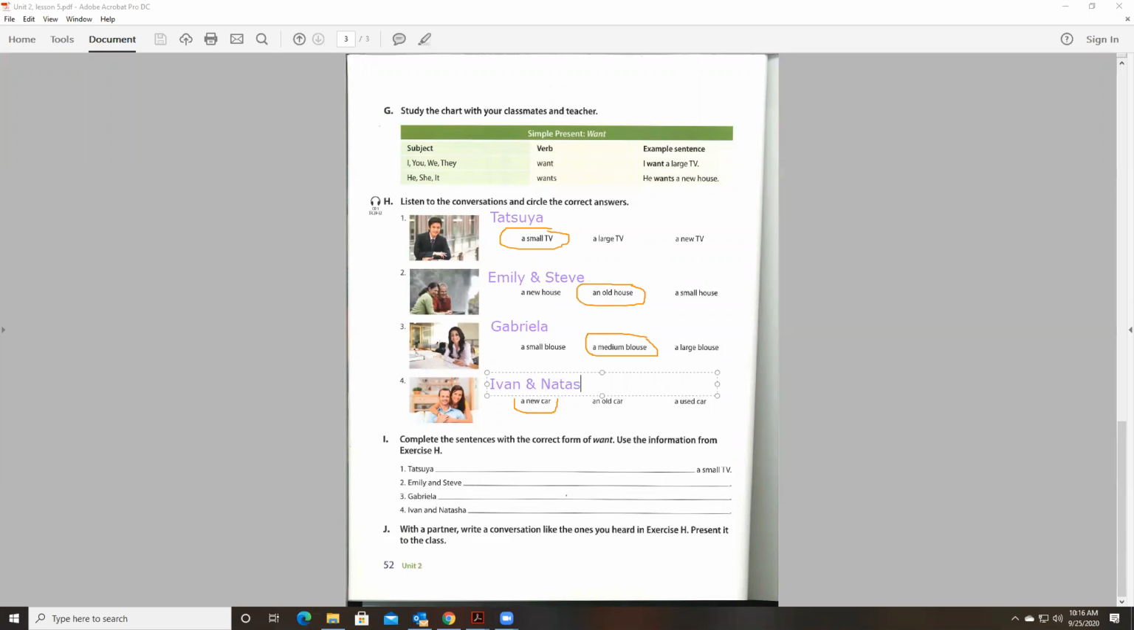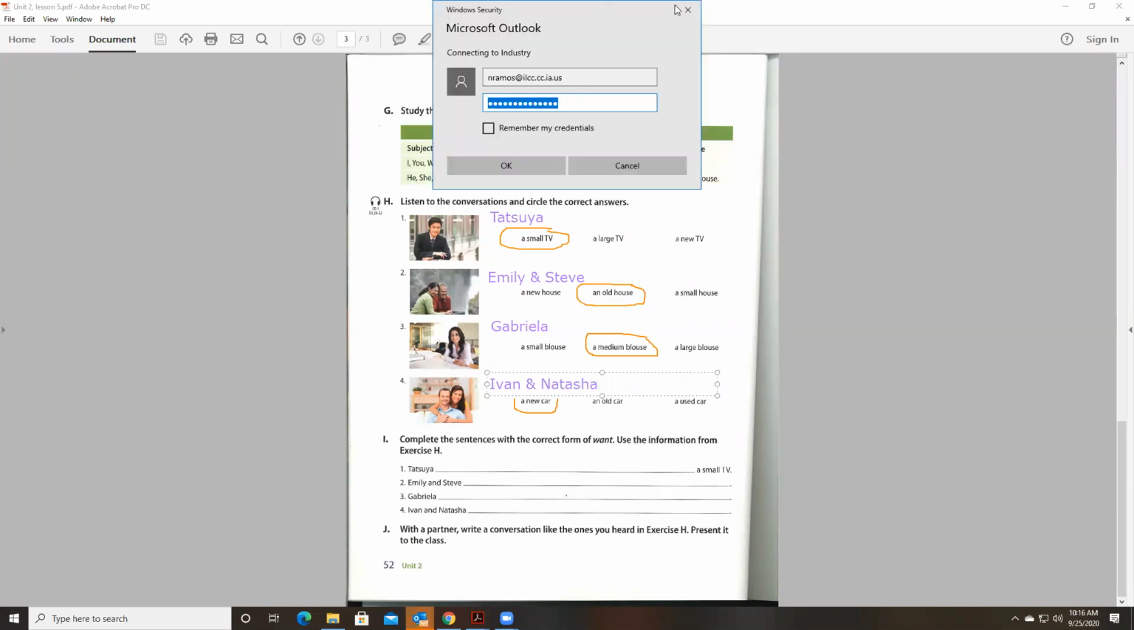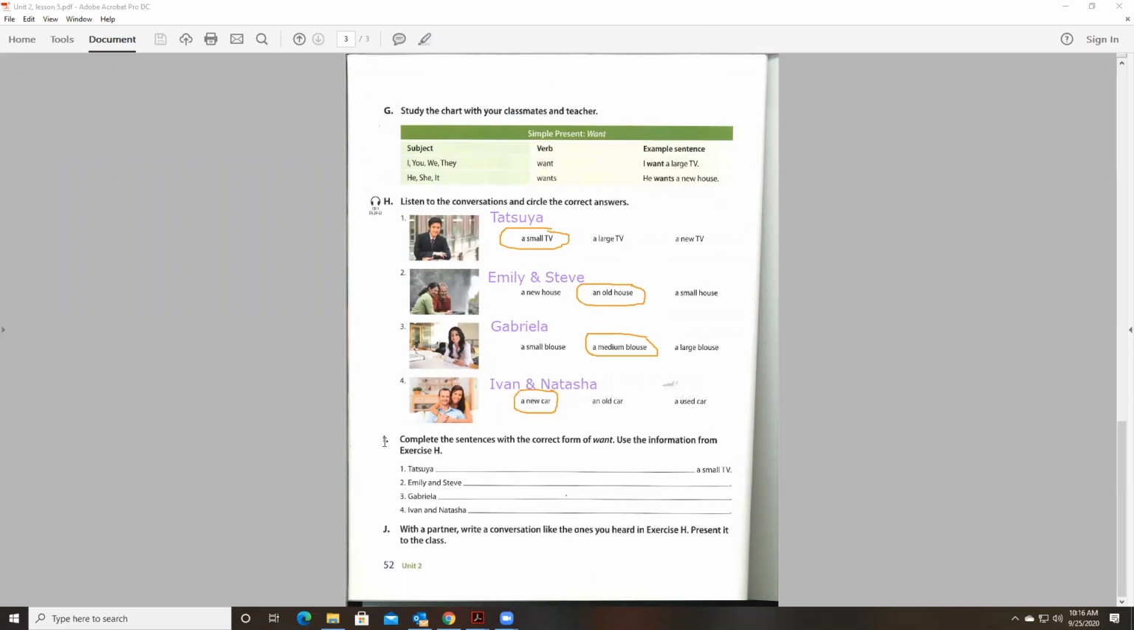Now the reason I tell you who they are is because at the bottom, right here in I, it says complete the sentences with the correct form of want. Use the information from exercise H. Okay, so for example, number 1, we know Tetsuya is a he, so our verb is going to be wants. Tetsuya wants a small TV.